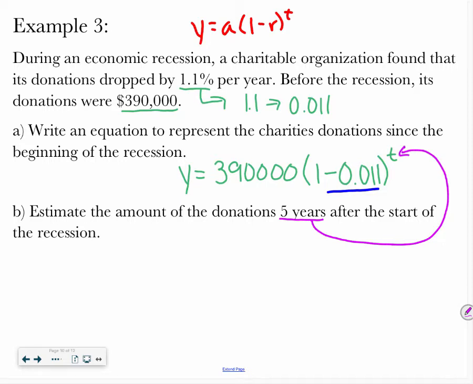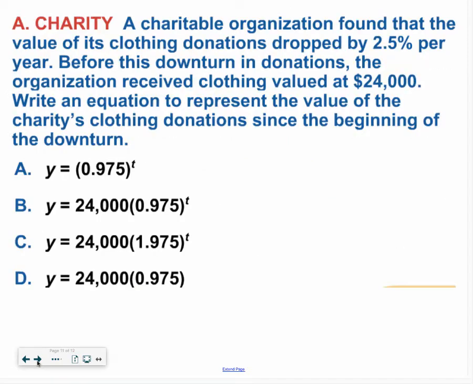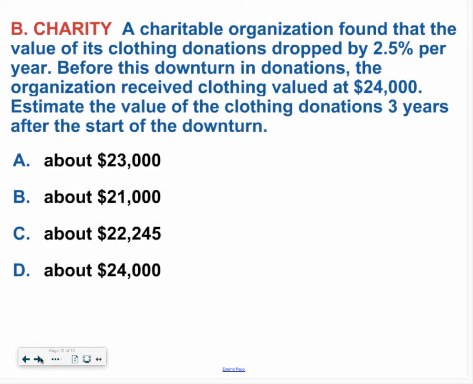Once you've plugged 5 in for t, you should get about $369,017 as the amount of donations 5 years after the start of the recession. Go ahead and try this problem on your own. Hopefully you said the equation was y equals 24,000 times the quantity 0.975 to the tth power. Go ahead and figure out the value of clothing donations 3 years after the start of the downturn.